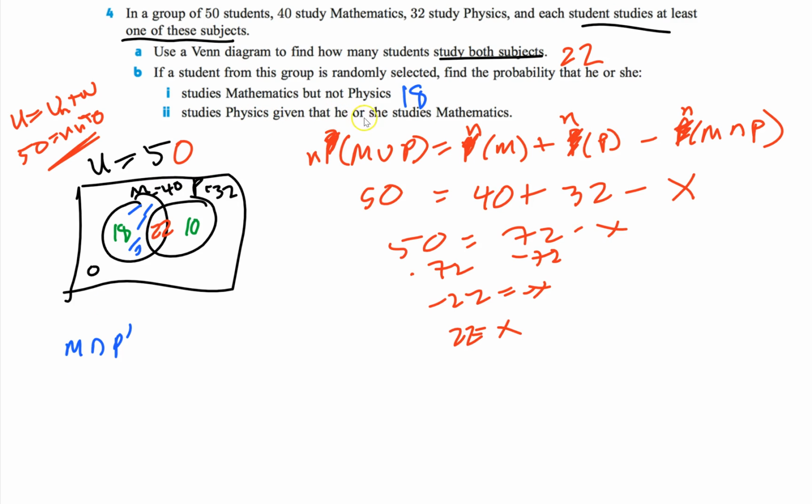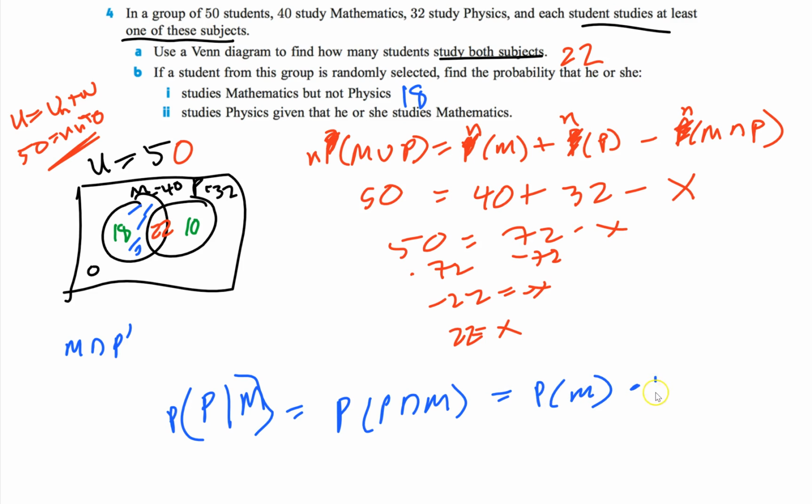Study physics given that he or she studies math. So physics given that they study math. Again, two ways to do it. You can use a formula. Probability of physics and math equals probability of math times probability of physics given math. This is x. Probability of math is 40.